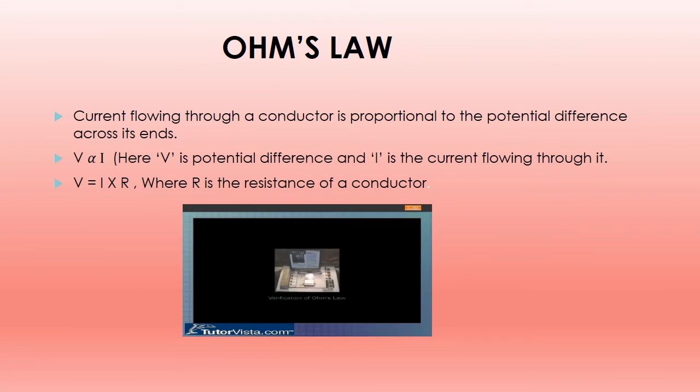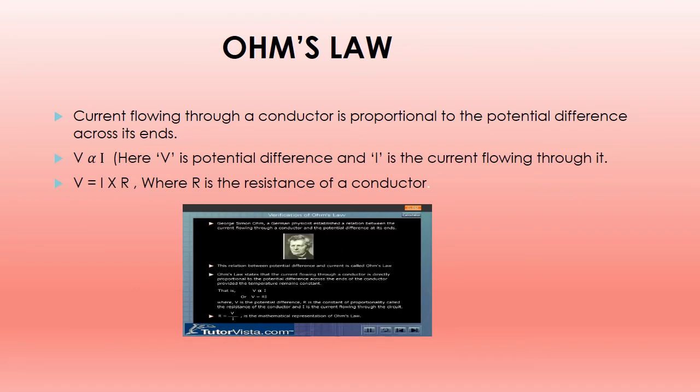Verification of Ohm's law. George Simon Ohm, a German physicist, established a relation between the current flowing through a conductor and the potential difference at its ends. This relation between potential difference and current is called Ohm's law. Ohm's law states that the current flowing through a conductor is directly proportional to the potential difference across the ends of the conductor, provided the temperature remains constant.